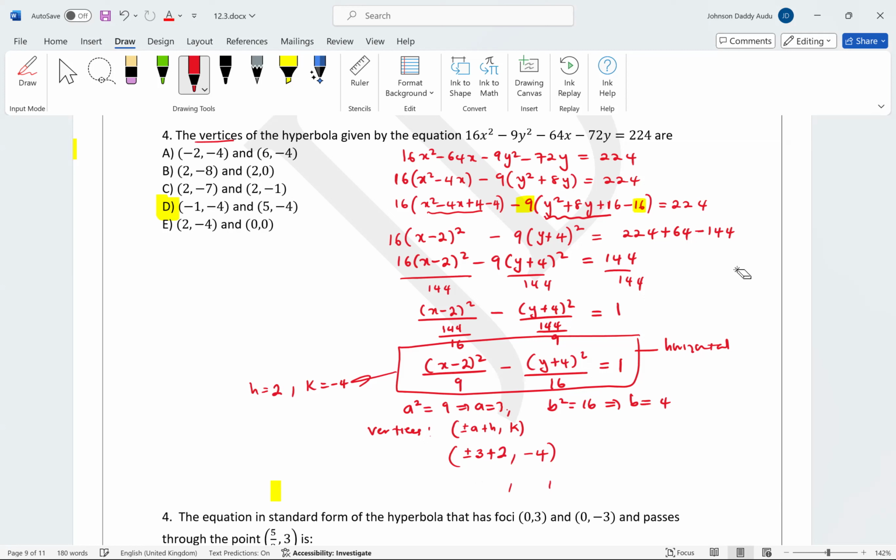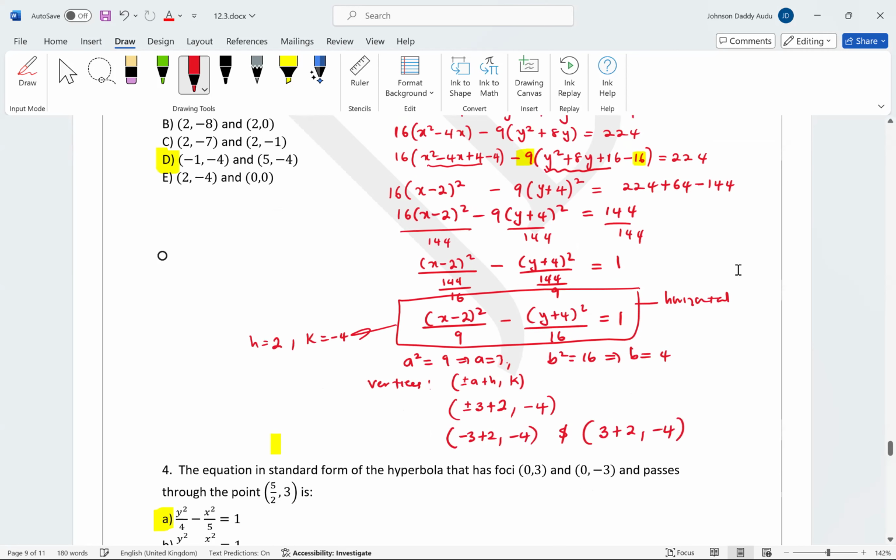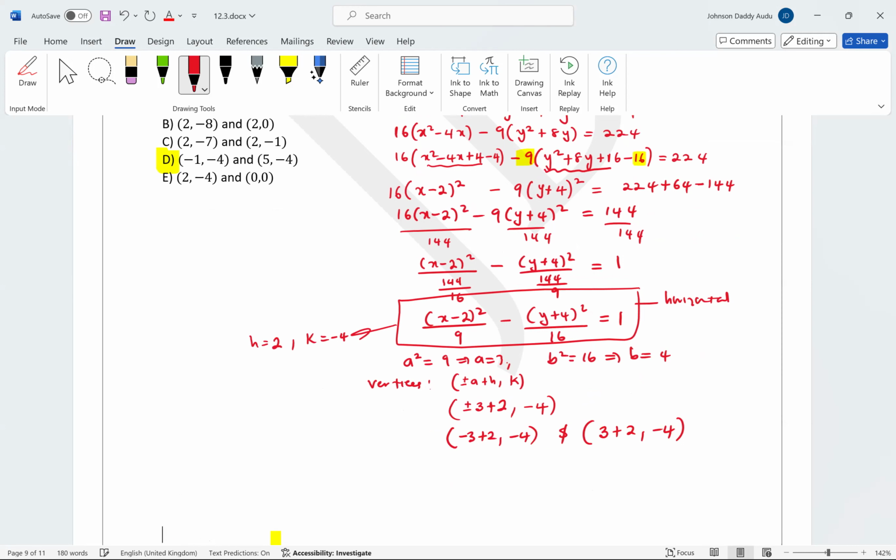So if you do that, it means you have two things. When you have minus 3 plus 2, minus 4, and then you take the positive one, which is 3 plus 2, minus 4, right? So minus 3 plus 2 is just going to be minus 1. So you have minus 1, minus 4, and then you have 5 and minus 4. All right.